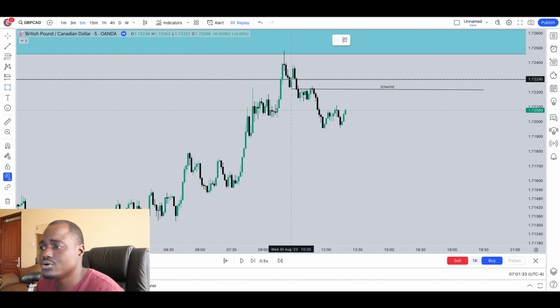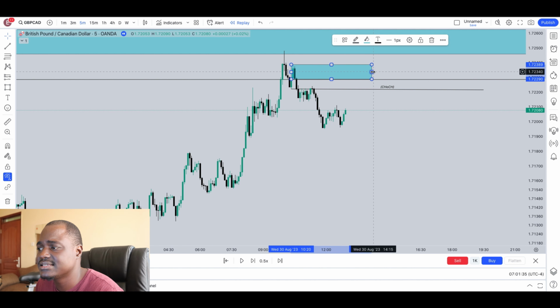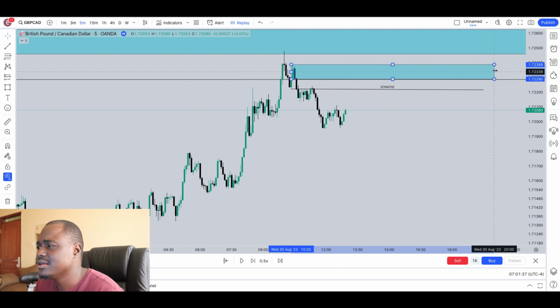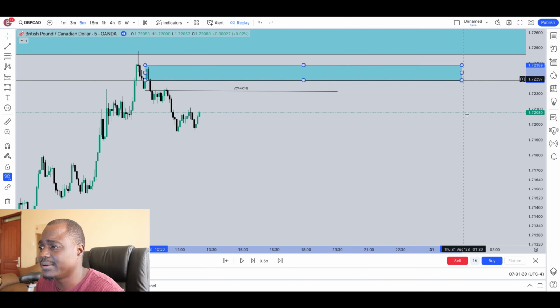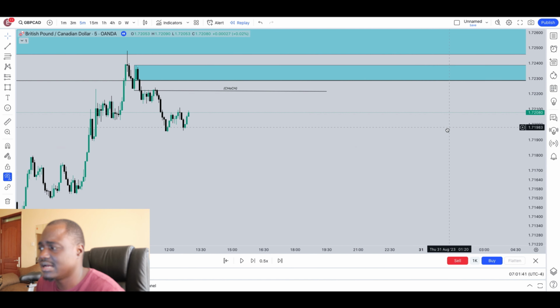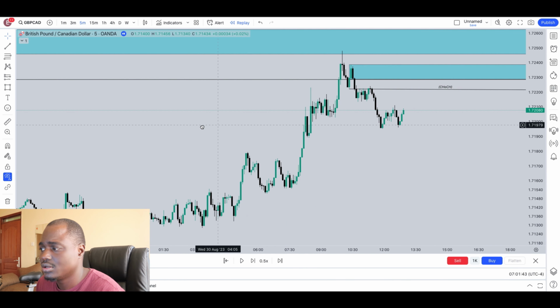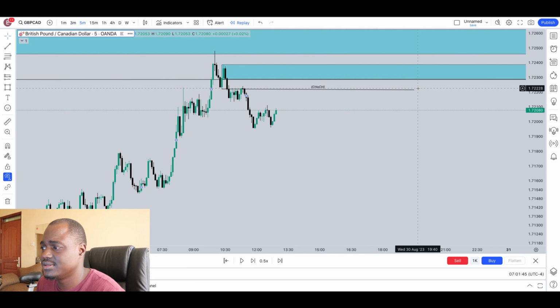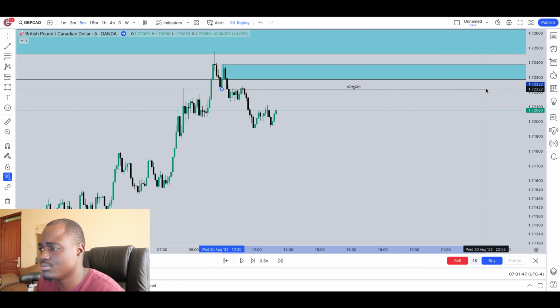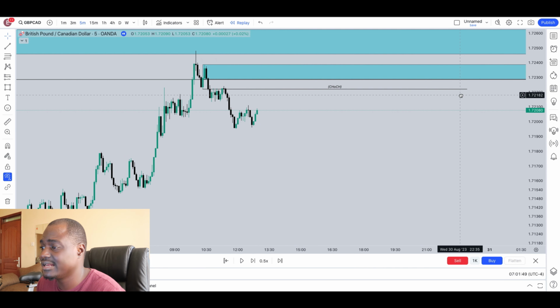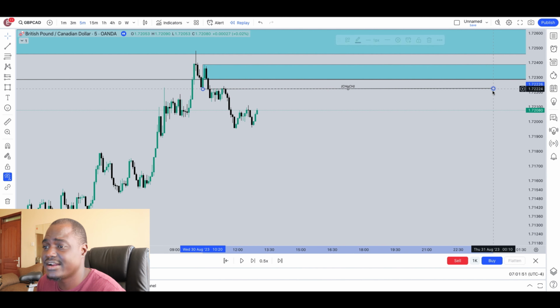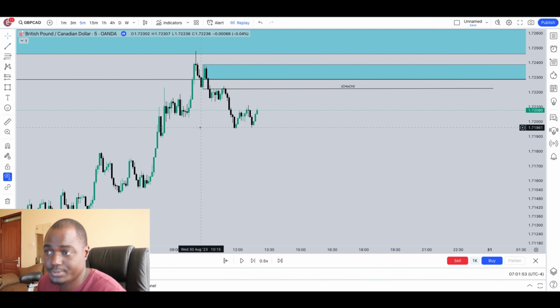So what do I do? I go ahead and identify this level here. This is my lower time frame supply zone. I need to make sure that this is super visible, and I ensure that my charts are clean, because that is part of the forex handwriting. You need to make sure that your charts are super clean.